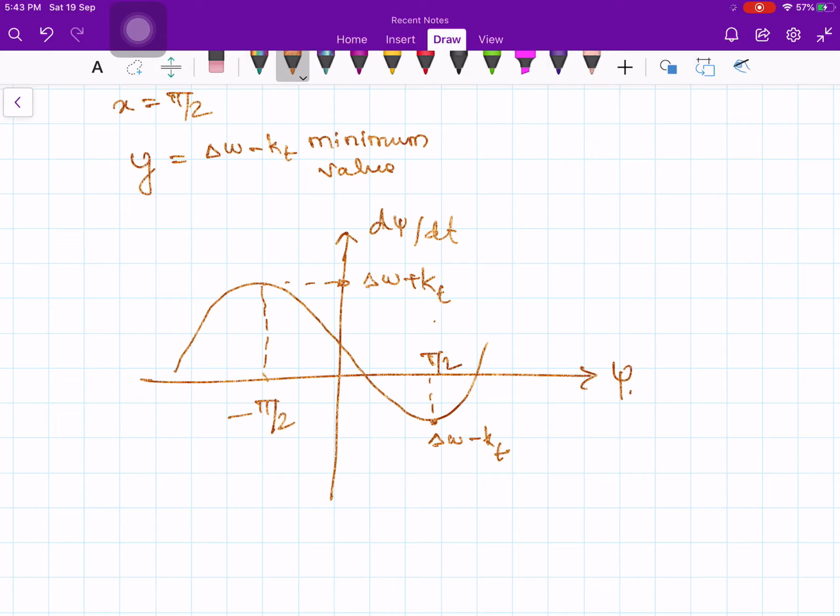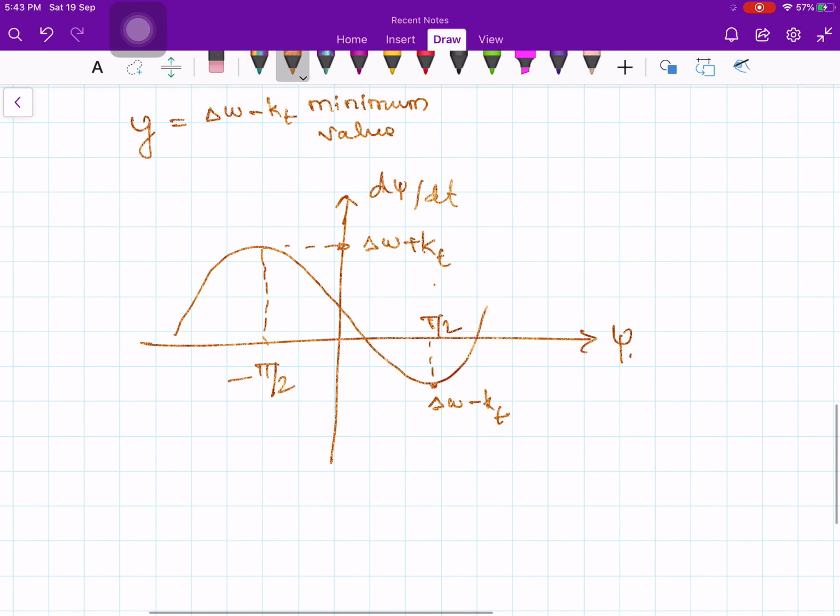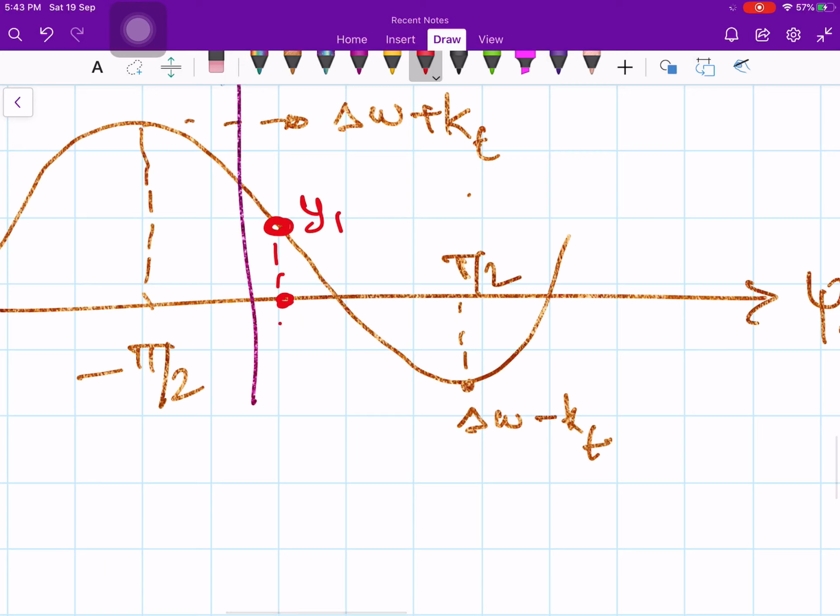Now we should ask ourselves how a phase locked loop locks itself by itself. What we are saying is the following: the dynamics of the phase error will be such that d psi by dt and psi at any time instant must be consistent with each other through this diagram. Now if d psi by dt is let's say this value, let me call this point y1, and this point x1. So the corresponding phase error must be this point, and this is the derivative of that.